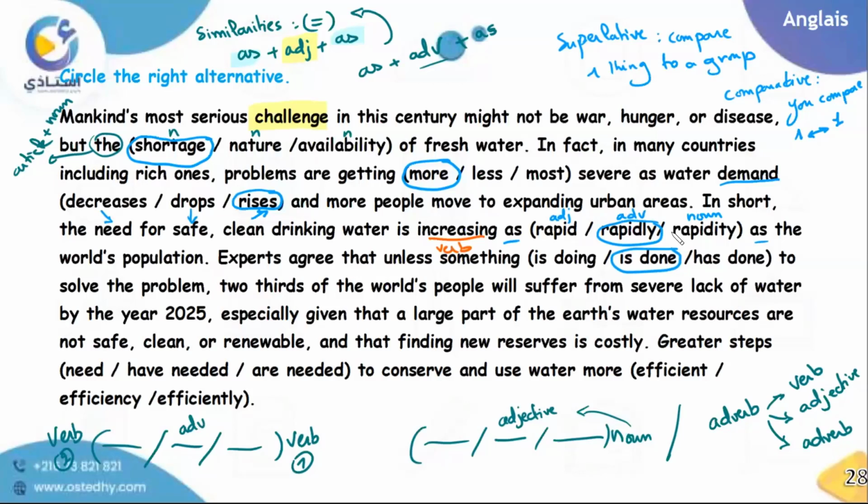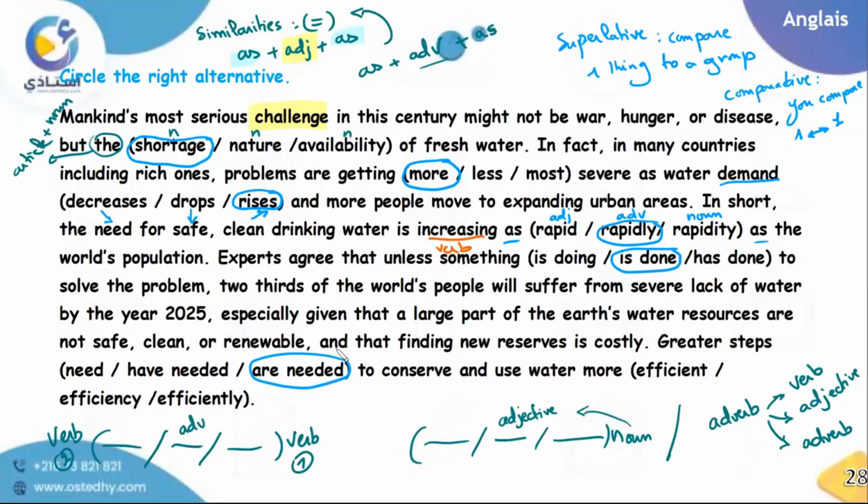Which tense do we need to use? Which form instead of tense? Greater steps have needed or are needed to conserve and use water. Same thing here. We need the passive form, are plus the past participle, the verb to be plus the past participle. The greatest steps, they're not the doer of the action.